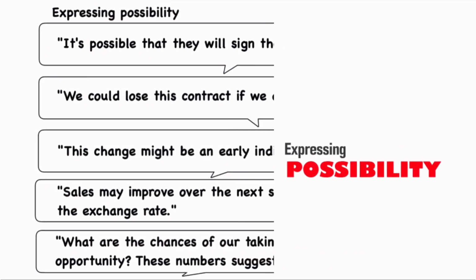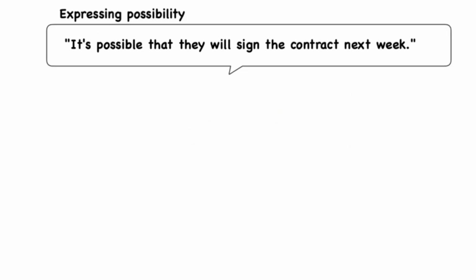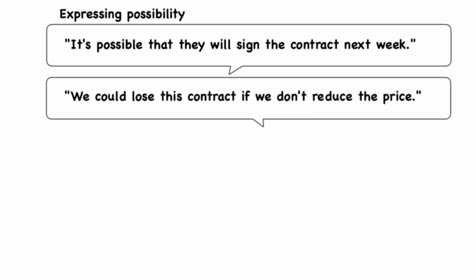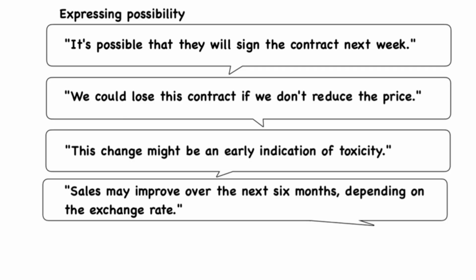Expressing possibility. Possibility is the broadest category that includes all and anything that could happen. It's possible that they will sign the contract next week. We could lose this contract if we don't reduce the price. This change might be an early indication of toxicity. Sales may improve over the next 6 months depending on the exchange rate.